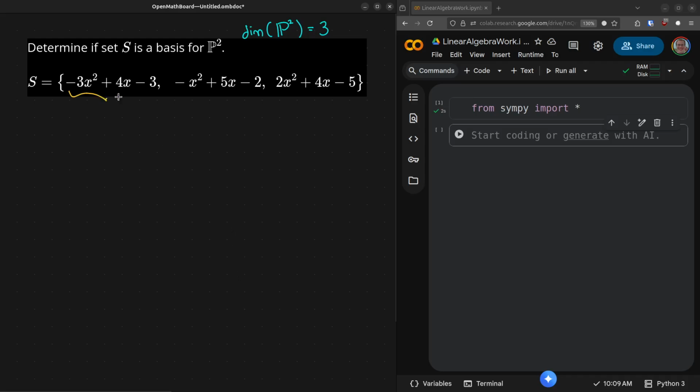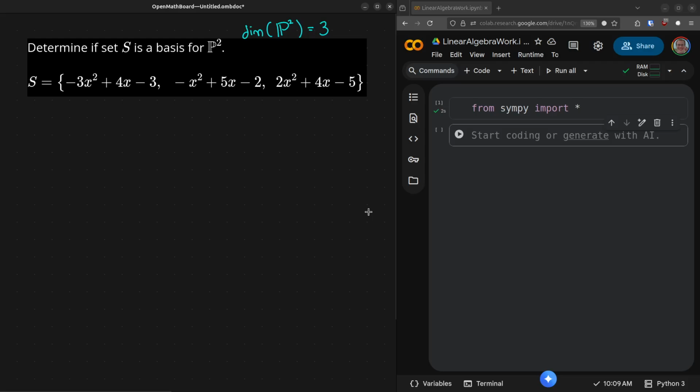Okay, so let's say I have 1, I have 2, I have 3. I have 3 vectors, 3 polynomials in this set. And so it might be a basis for P2. We still need to check if these vectors are linearly independent. If they're linearly independent, then because there's 3 of them, guaranteed they will span the entirety of the vector space P2. If they are not linearly independent, then they can't be a basis.